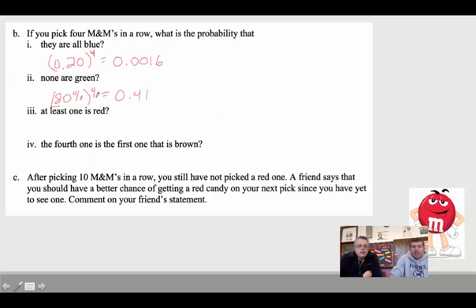Okay, at least one, or again, danger words, at least. Right. So we're going to do 1 minus the probability that none are red. Okay, so it'd be 1 minus... So red was 10%, was it? Right. We're going to assume so. So we get 0.9 to the 4th.